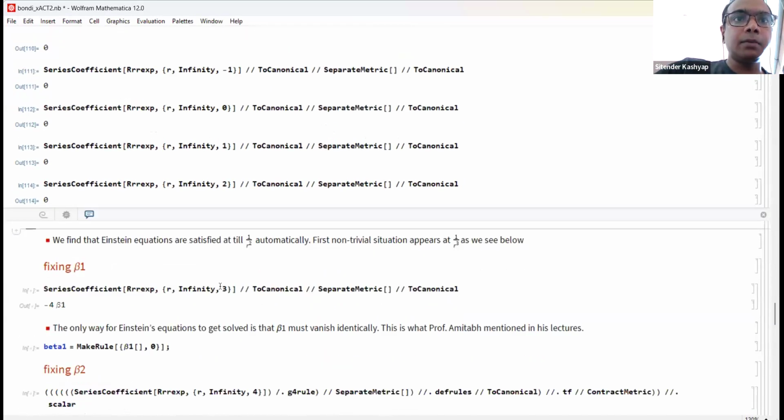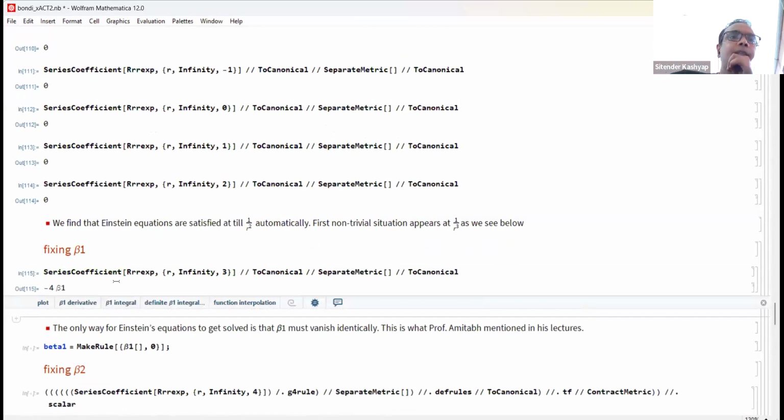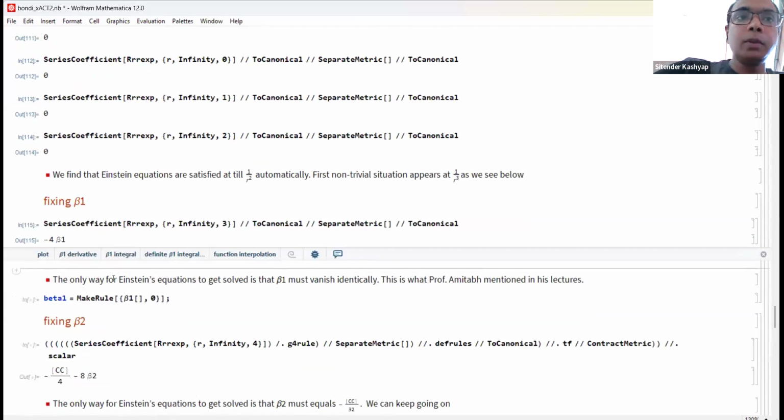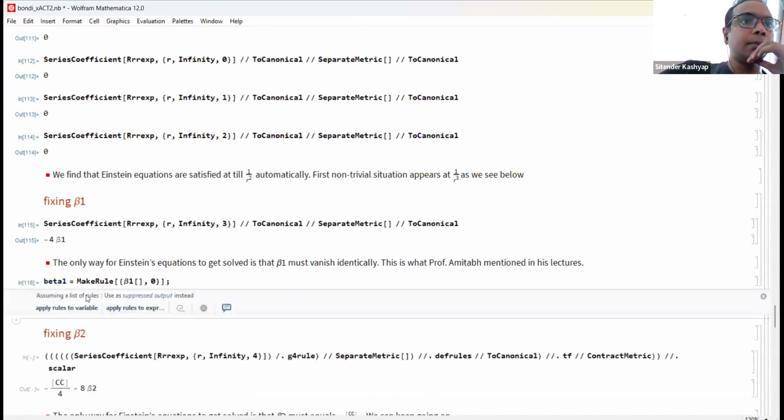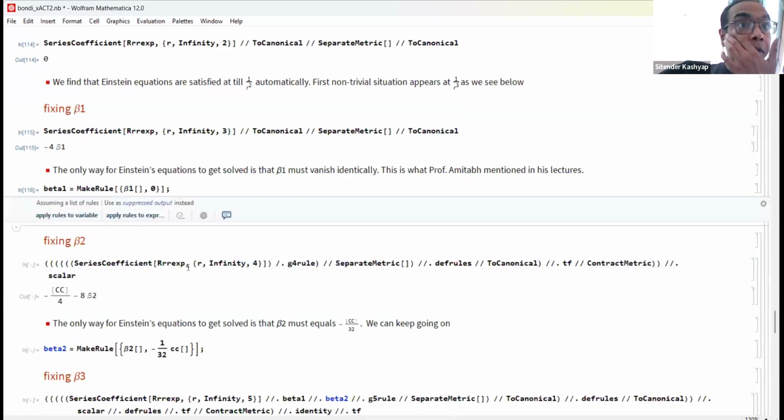But then once we come to order 3, what we find is that this equation gives us 4 beta 1. But beta 1 is the coefficient in the expansion of beta. So the only way for which the Einstein equation will get satisfied is that beta 1 must vanish identically. So this is what Professor Amitabh mentioned in his lectures, and in particular today. So with this, having found this constraint, we set beta 1 to 0 and make a rule out of that. Now we go to the next order.